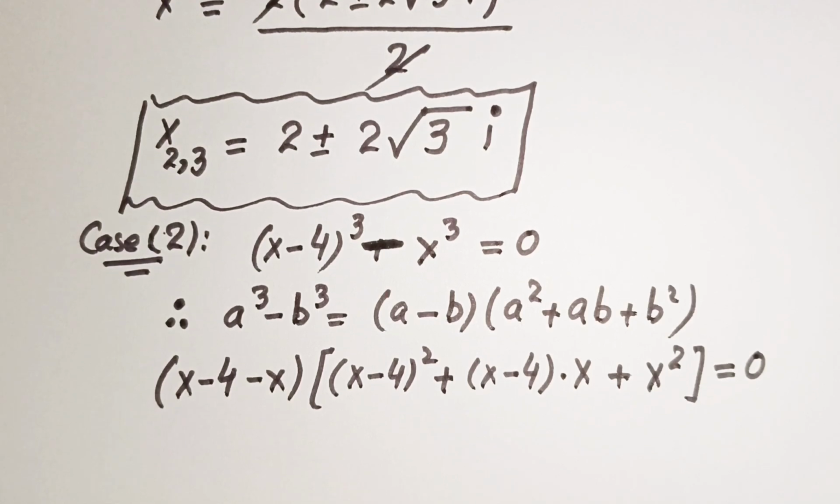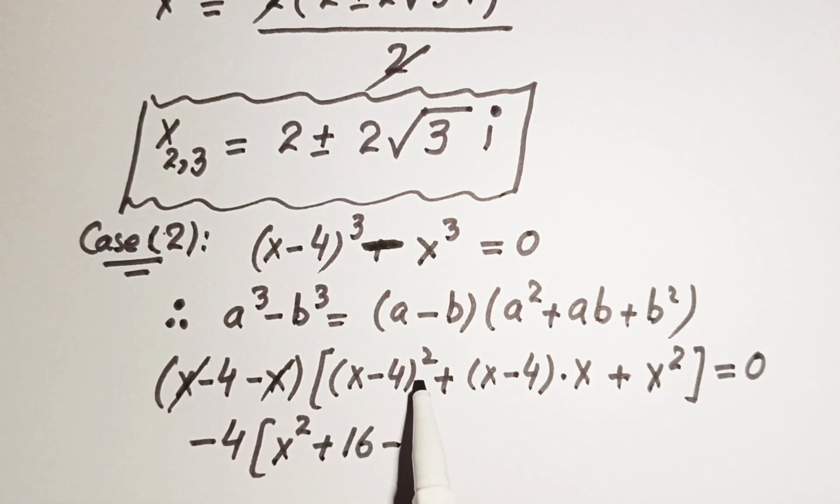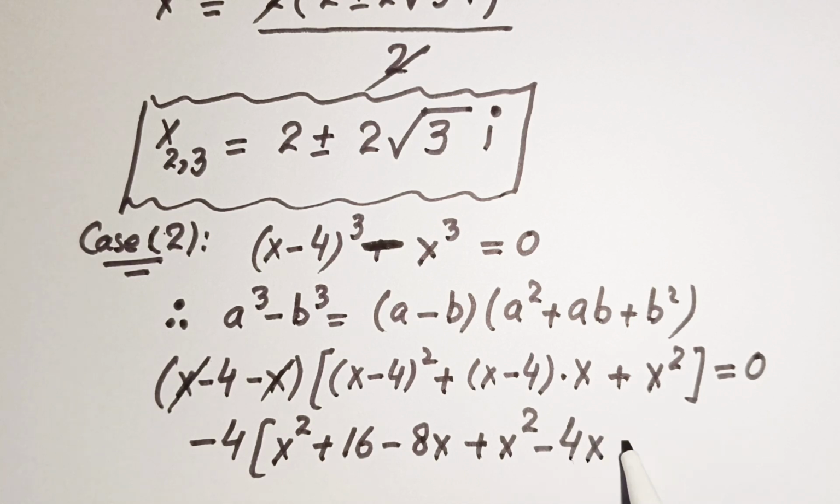So our next step will be, if we just cancel plus and negative x, so we have minus 4 times here (x minus 4) whole squared. If we expand this formula, we have x squared plus 4 squared is 16, and minus 2 times 4 is 8 times x, plus x times x is x squared, minus 4x plus x squared is equal to 0.